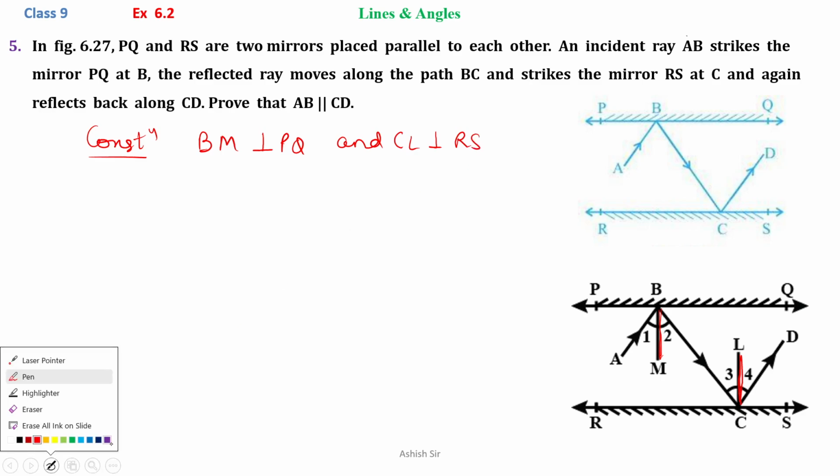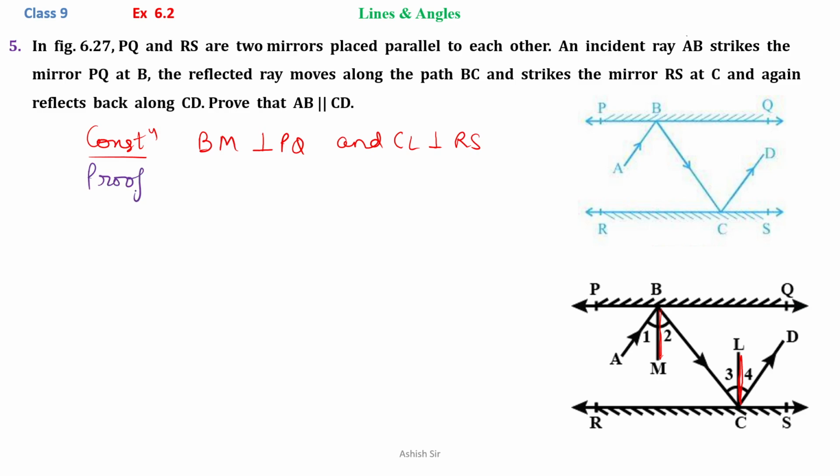Now, after writing this construction, we write in the proof that we know that angle MBQ is equal to 90 degrees and angle LCR will also be equal to 90 degrees. So in this way, we can say that therefore BM will be parallel to LC or CL. So BM and LC both are parallel to each other.